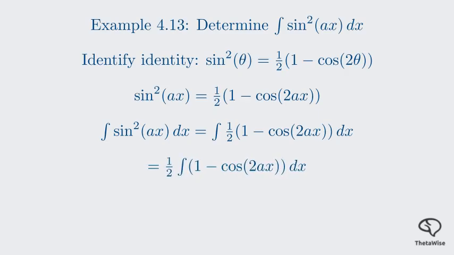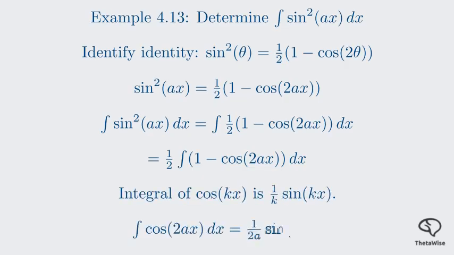We can now integrate term by term. The integral of 1 is simply x. For the integral of cosine 2ax, we use the standard integral for cosine, remembering the coefficient of x. The integral of cosine kx is sine kx over k. Here our k is 2a. So the integral of cosine 2ax is sine 2ax, all divided by 2a.